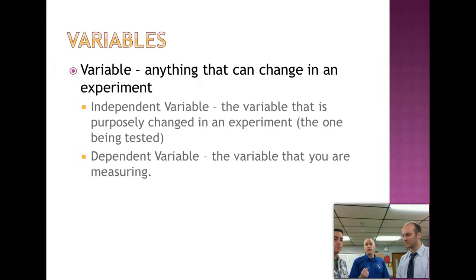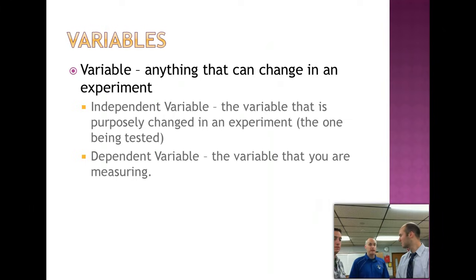Now there's two kinds of variables. The first kind is the independent variable. That's what you actually change. And the dependent variable is what actually gets changed in response to the independent variable. Another way to look at this is the independent variable is what the scientist is going to work with or manipulate. It's the one thing we change. The dependent variable will change in response to that.